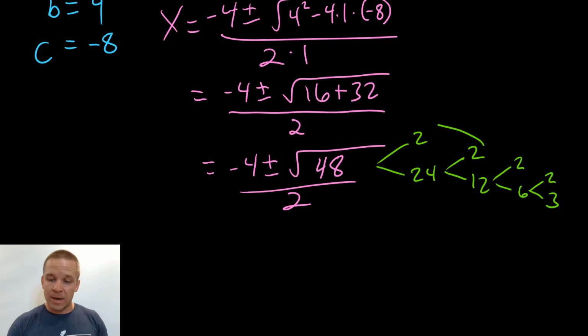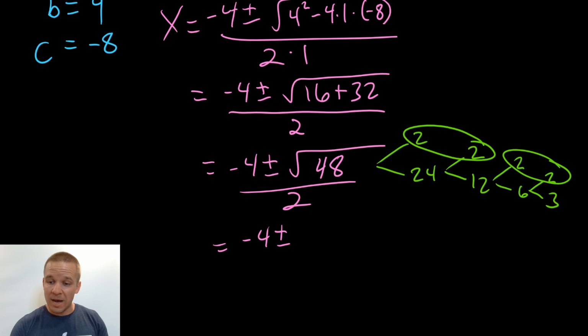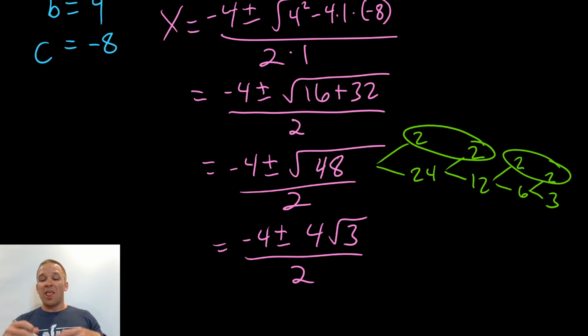Now I'm going to circle my pairs, 2 and 2. So that means that I'm going to have -4 plus or minus, and then 2 times 2 comes out, right? Our pairs come out. So 2 times 2 is 4, root 3, all divided by 2. Then we can actually simplify because all 3 parts are divisible by 2, right? What's in the radical, the 3 there, that's not considered here. It's just its coefficient of 4.